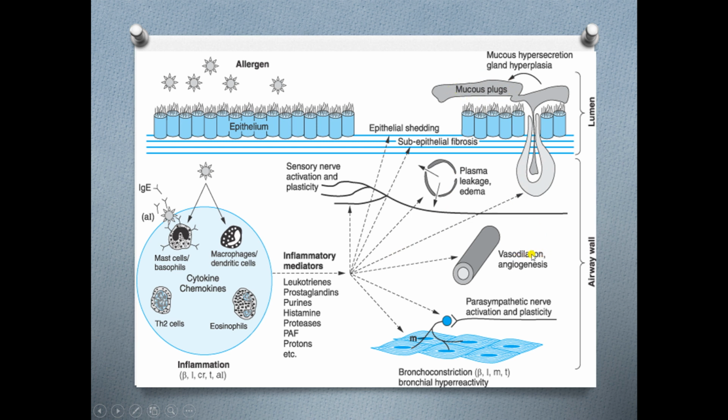There is vasodilatation and angiogenesis which will lead to hyperactivity of the cell, parasympathetic nerve activation and plasticity which is supplying the smooth muscles, and it ultimately causes bronchoconstriction of the airway smooth muscles and bronchial hyperactivity.